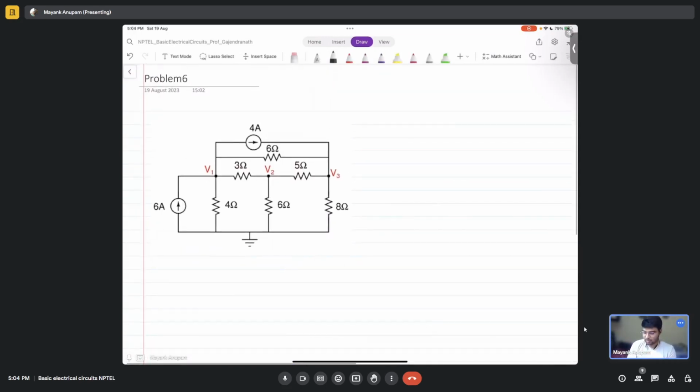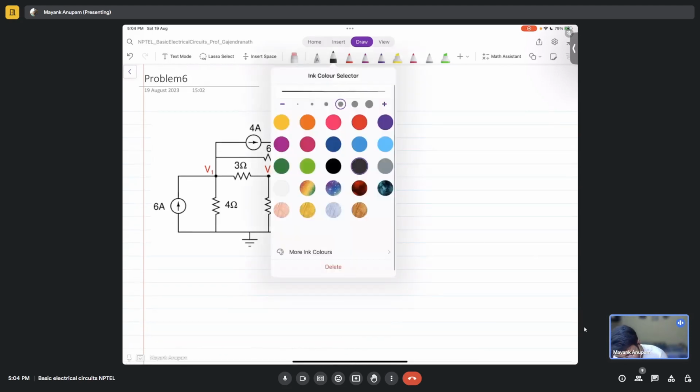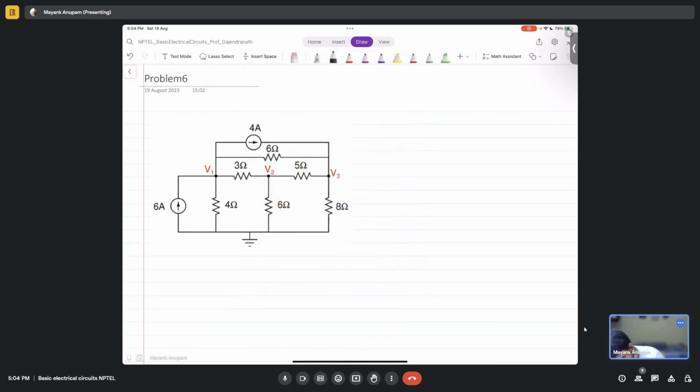Yeah. So this is an interesting question. Okay. Again, tell me how will you form the matrix for this? So how many entries in the matrix will you have? What will be the dimension of the matrix? 3 cross 3. Yeah, 3 cross 3. Nodal.